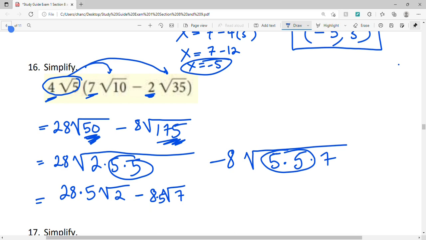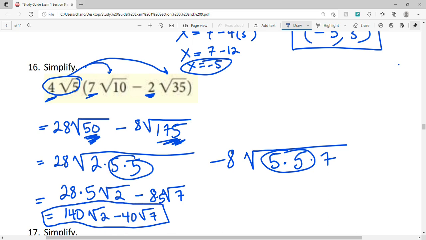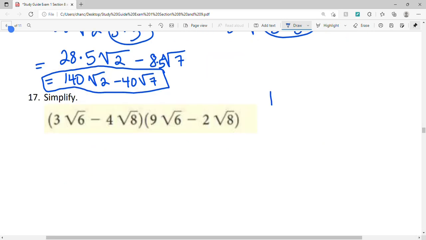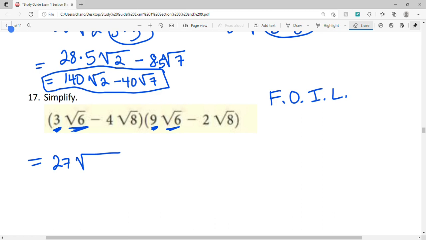28 times 5 is going to give us 140 root 2. Negative 8 times 5 is negative 40, and we have a square root of 7. So this is our simplified expression, 140 square root 2 minus 40 square root 7. In example 17, I have to FOIL this thing out. So let's FOIL. We have 3 times 9, which gives us 27. We have the square root of 6 times the square root of 6, which is actually just 6.